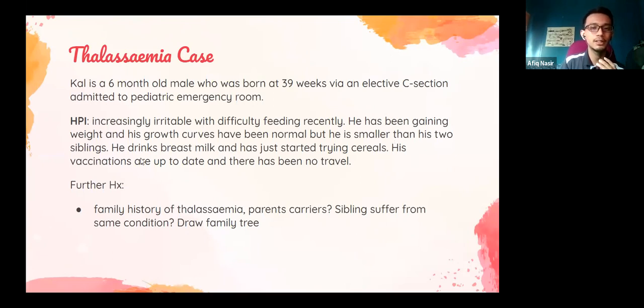So from here we could say that the patient has increasing irritability, and he is also smaller than his two siblings, which could be suggestive of failure to thrive or because of the anemia. From here, we could ask for the family history. Are the parents of this patient carriers of thalassemia?